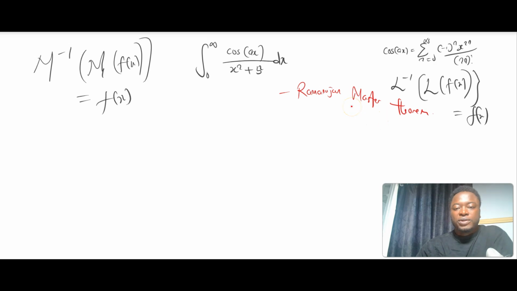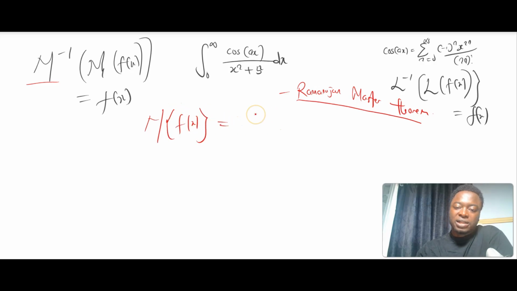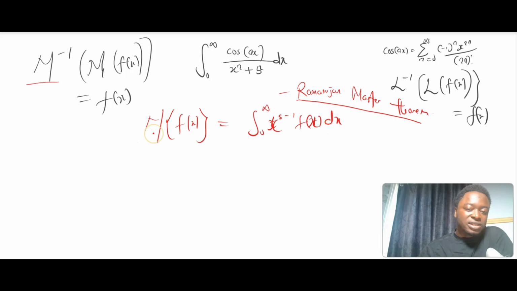Okay, so first of all, we are going to recognize the Ramanujan Master Theorem because it revolves around the Mellin transform. We know what the Mellin transform is. The Mellin transform of f of x is the same thing as the integral from 0 to infinity of x to the s minus 1 times f of x dx. So that is the Mellin transform of f of x.